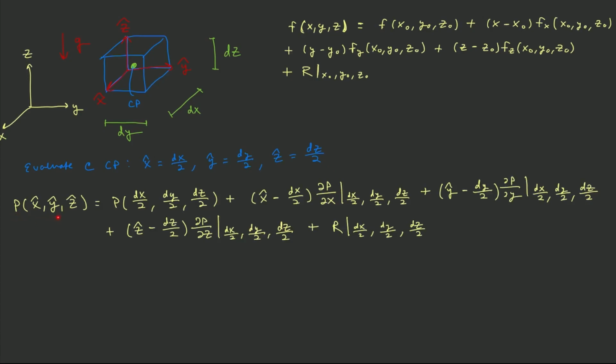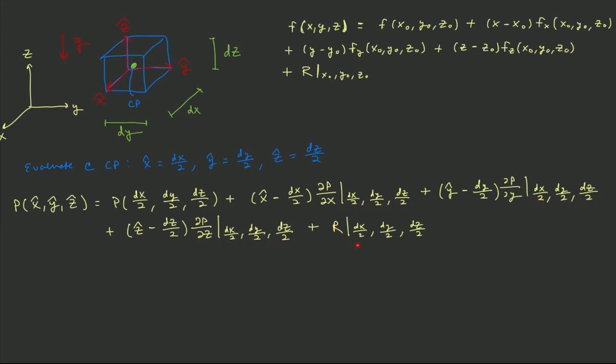So we have our P of x hat, y hat, z hat, and as you can see up here, the pressure is first evaluated at the evaluation point. So we evaluate the pressure at dx over 2, dy over 2, dz over 2, and then we just have a summation of partial derivatives of our pressure. So we have our x hat minus dx over 2 times the partial derivative of pressure with respect to x. We have plus y hat minus dy over 2 times the partial derivative of pressure with respect to y, etc., etc. It's worth noting that the partial derivatives are evaluated at the evaluation point. So dp dx, dp dy, dp dz, they're all evaluated at the center point as shown here.